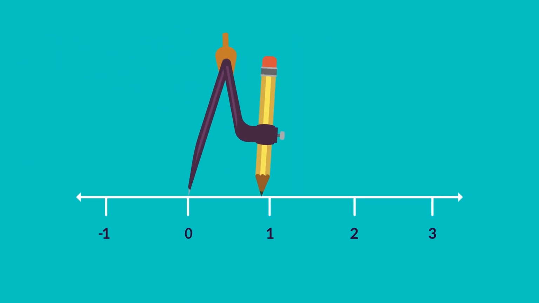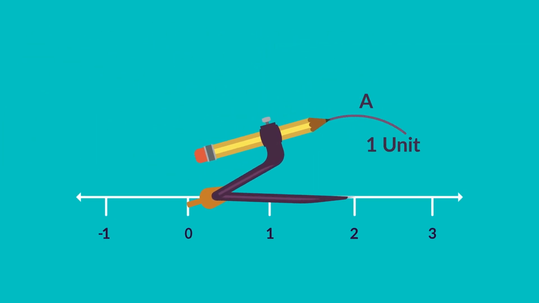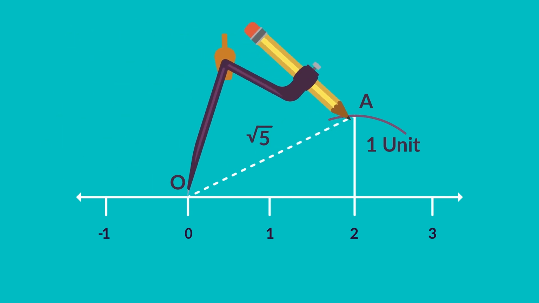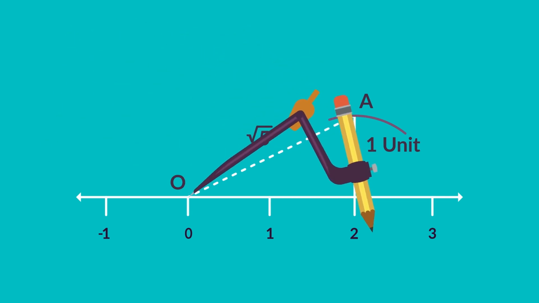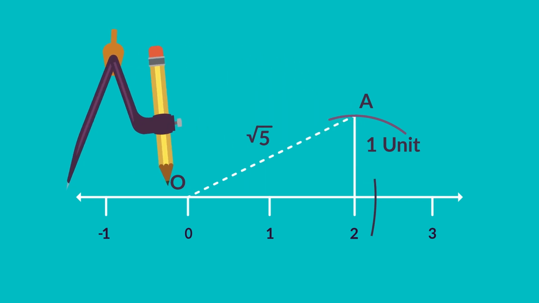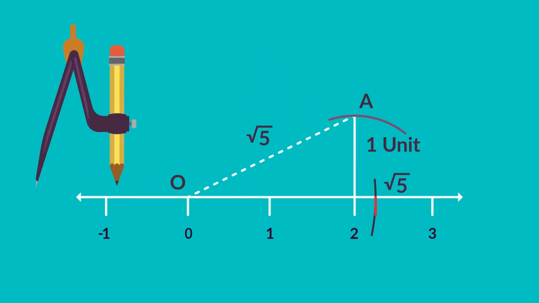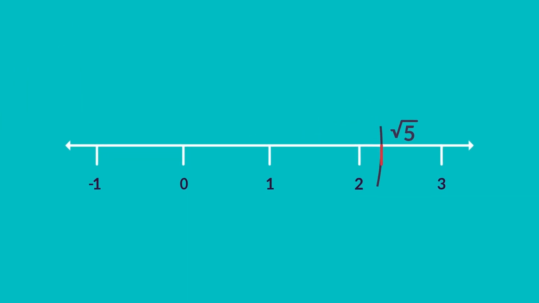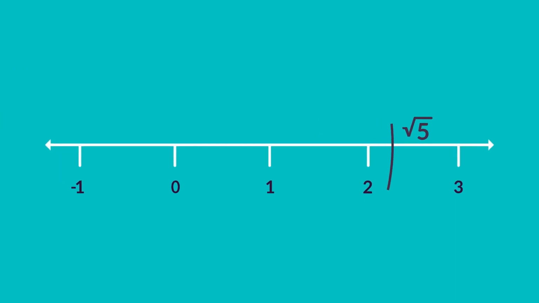Then measure and construct a right-angled triangle with a side of 1 unit vertically from 2, and join OA for a hypotenuse equal to the square root of 5. Now set the compass width to the length of OA and use it as the radius, and draw an arc on the number line. This gives the position of the square root of 5. It is slightly bigger than 2 and confirms an important property, that every real number has a unique position on the number line.